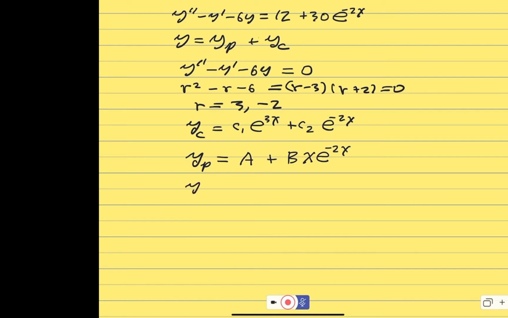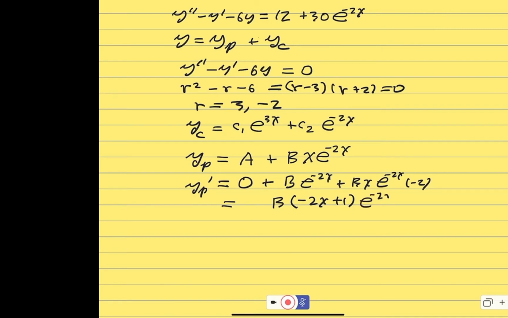So yp prime, we need the first derivative. Well, a is just 0 because it's constant, plus b, derivative of x is 1, so e to the minus 2x, plus bx, and derivative of the e to the minus 2x is e to the minus 2x times minus 2. Let's see if we can write that in a slightly more aesthetic form. I factor the b out and e to the minus 2x, and I get b times minus 2x plus 1 times e to the minus 2x.